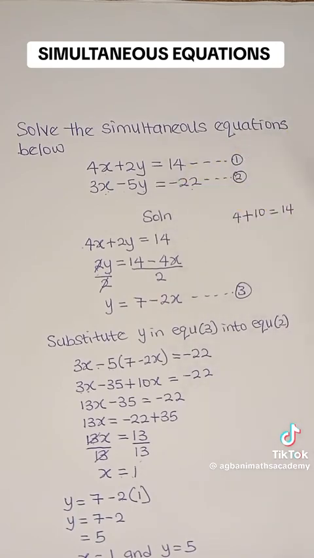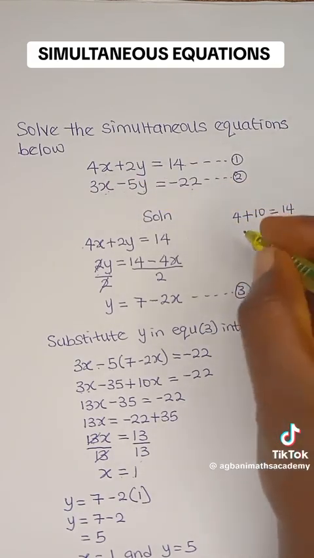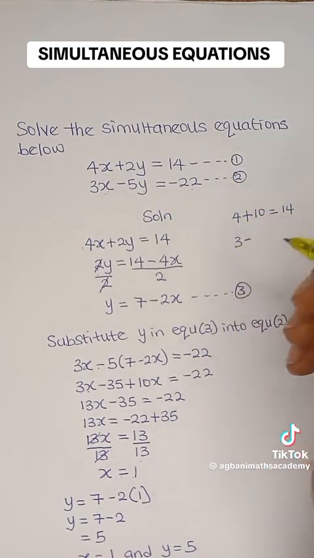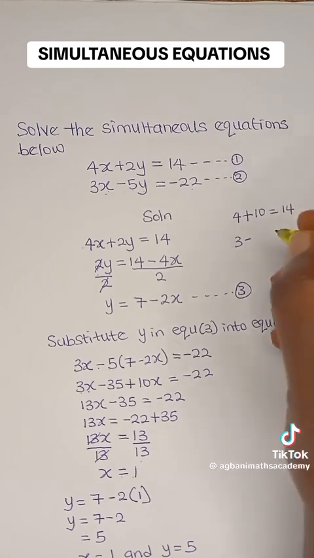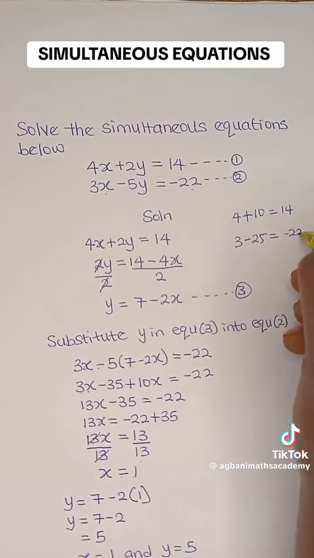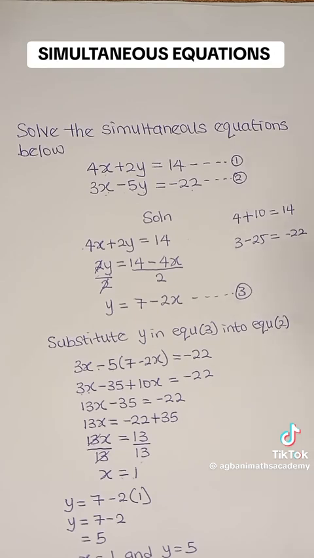Let's look at equation 2. x is equal to 1. So we have 3 multiplied by 1 gives us 3 minus, y is equal to 5, 5 multiplied by 5 gives us 25. So 3 minus 25 is going to give us minus 22. This means our answer is also correct on the second equation. So this proves that our answer x is equal to 1 and y is equal to 5 is correct.